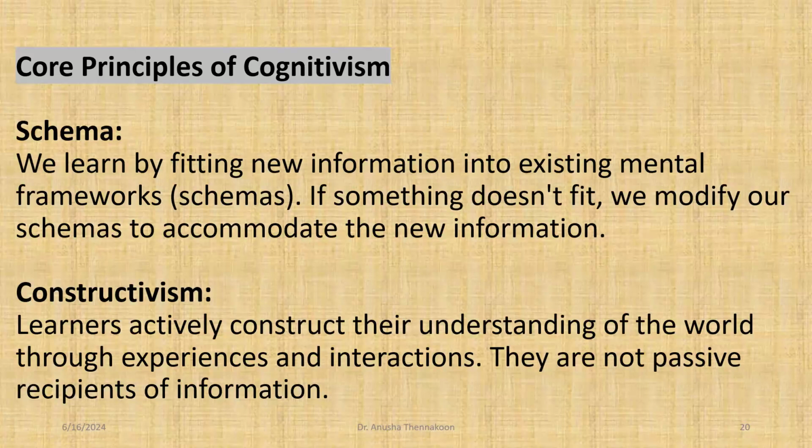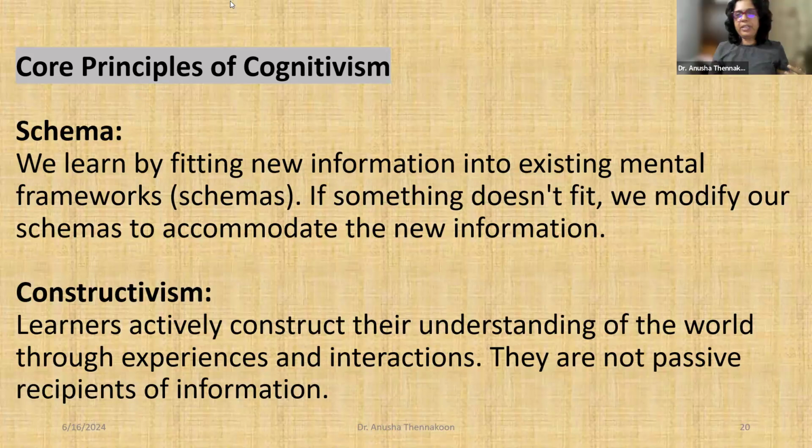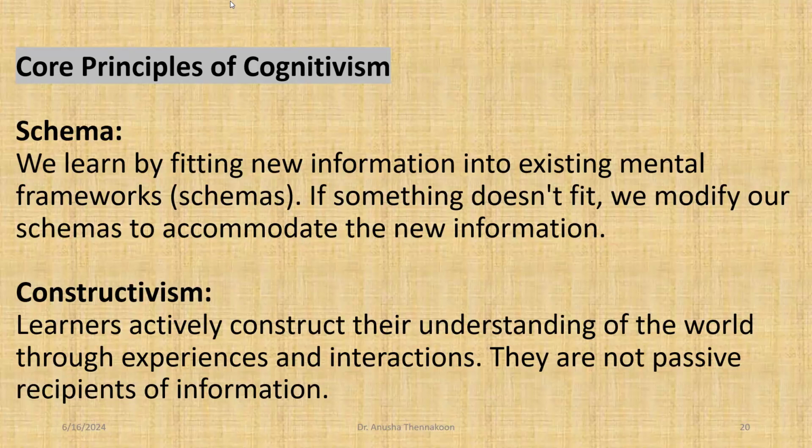Core principles of cognitivism. There are some basic important concepts of cognitivism. One is schema. We learn by fitting new information into existing mental frameworks. So schema means, daily we receive information, and the new information we receive will go and be stored with already processed information in our brain. We can't see it, but we can understand. So in our brain, there is some knowledge which we have already taken, and when we acquire new knowledge, it too will go and deposit on the earlier ones.